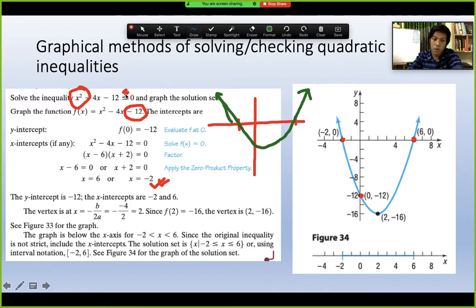Now the question is where it is less than or equal to 0, and of course less than or equal to 0 is this side again. So this is how we can actually quickly decide about what our solution will be.